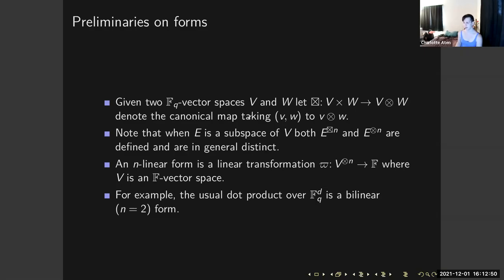And so that's going to be important to us because we'd like to consider things like E, the box tensor power of E n times, by which I mean that I want to take E and form this set.